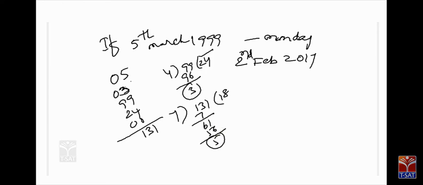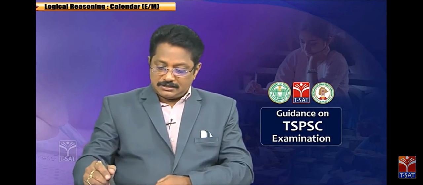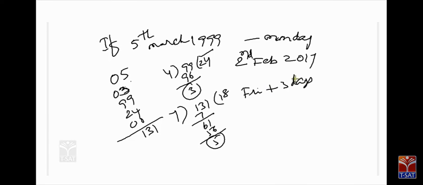When 5 is the remainder, what is the 5 here? The remainder 5 means Friday, correct? So when it is Friday, what is the given day? 5th March 1999 is Monday is given. Now calculate it: Saturday, Sunday and Monday. How many days are added here? 3 days are added, correct? So in a similar manner, you have to find the actual day of 2nd February 2017 and add it.